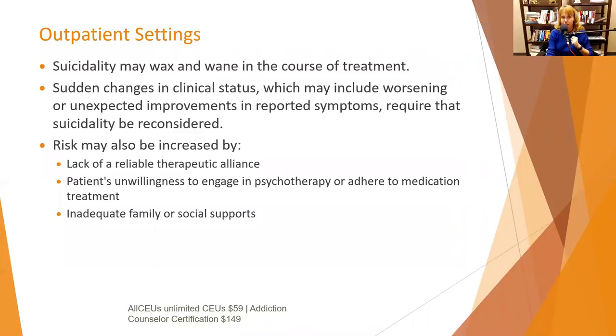And then they're at peace with it, and they start tidying up affairs and saying their goodbyes and doing that stuff. Risk may also be increased by a lack of a reliable therapeutic alliance, a patient's unwillingness to engage in psychotherapy or adhere to medication treatment, and inadequate family or social supports. And remember, it's family as the client defines it, not necessarily family as you define it. So we want to just talk about social supports.